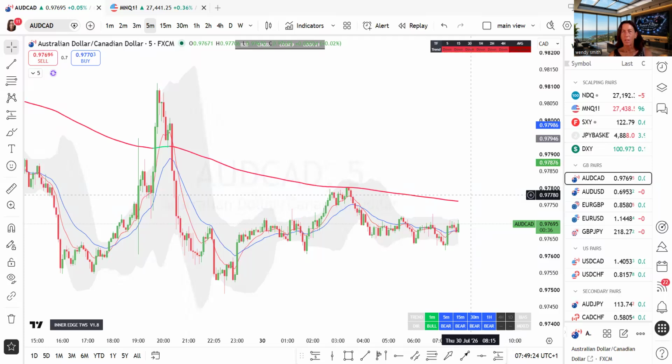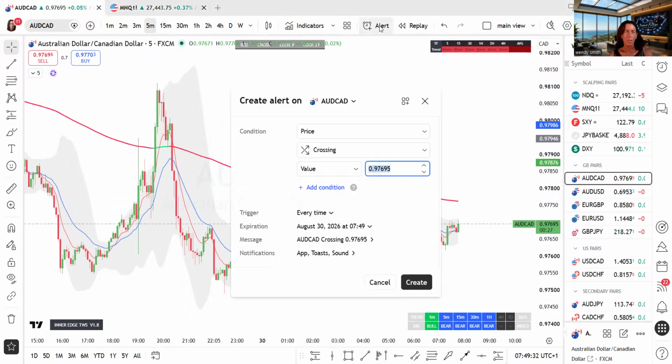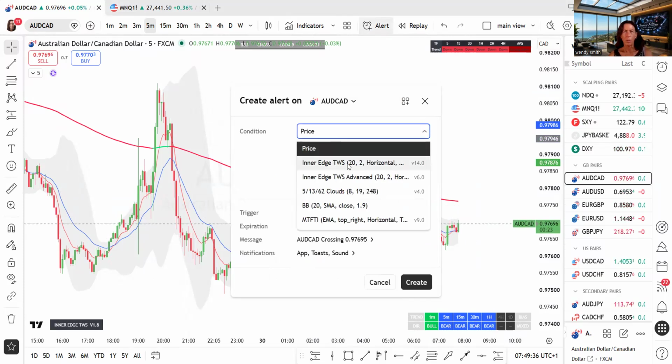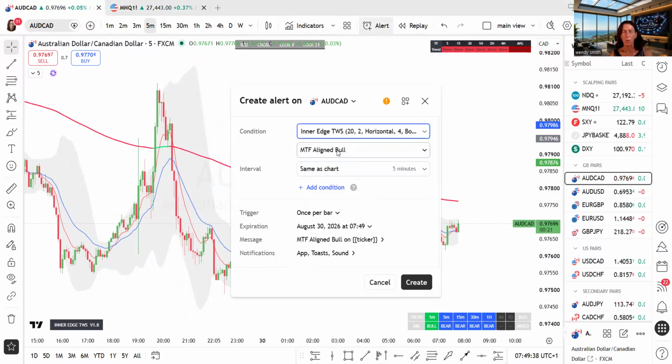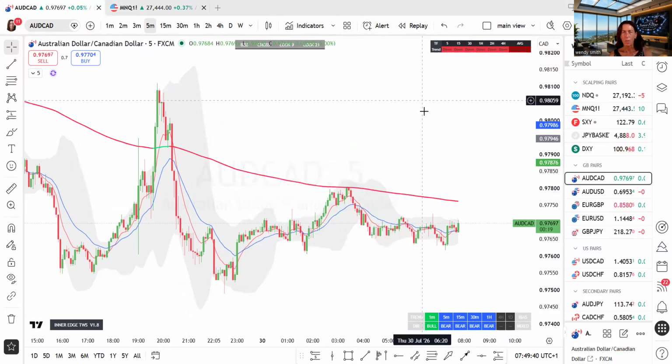Thursday on the charts. Let's go and have a look. How's the day looking today? So let's start with OddCAD. 1 minute's out, so if you have the inner edge TWS alert, just set that for MTF aligned bull or bear, whichever you fancy.